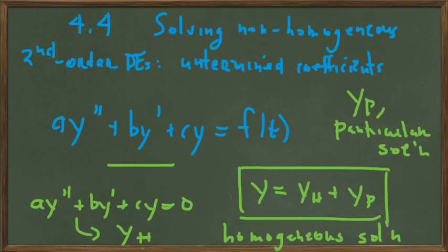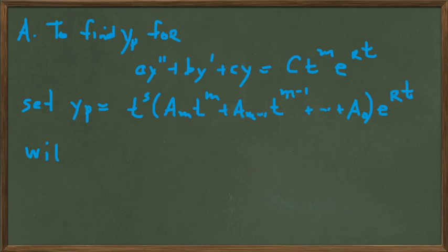So on the next blackboard, we're going to see how we find that particular solution, or how we start off with the structure of y sub p so that we can solve for y sub p. So let's assume that our second order DE with constant coefficients looks like this, and that the right hand side has an exponential function, e to the rt. That exponential function is multiplied by a power of t, and then there's some constant out front.